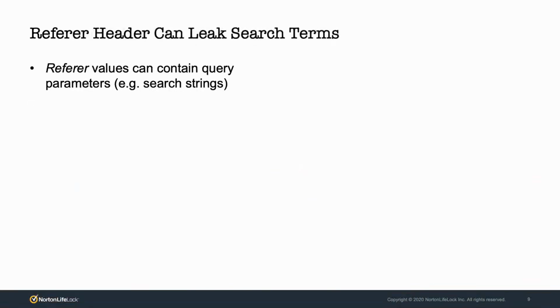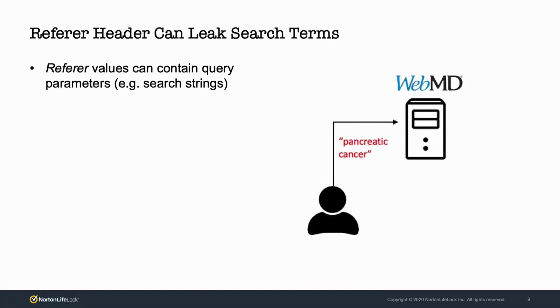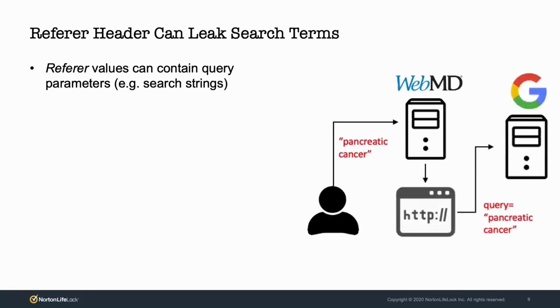Prior work has shown that referrer headers can leak search terms. The referrer values can contain query parameters, for example, search strings. To use a concrete example, we searched for the medical condition pancreatic cancer on WebMD. When WebMD renders the results page, it loads the third-party JavaScript library Google Ad Services. Our query string is sent to Google Ad Services as part of the network request.